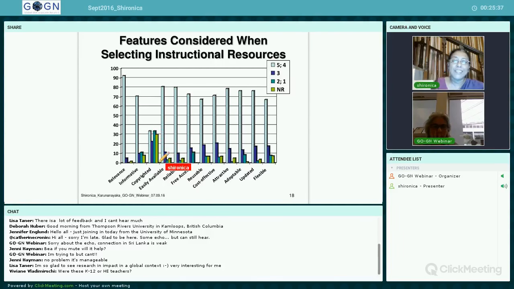This particular one was the lowest concern, that is about being copyrighted. We thought that's interesting, because they were not very much concerned about whether the material is copyrighted or not when they were selecting the instructional resources. All this was before the intervention, pre-intervention data.